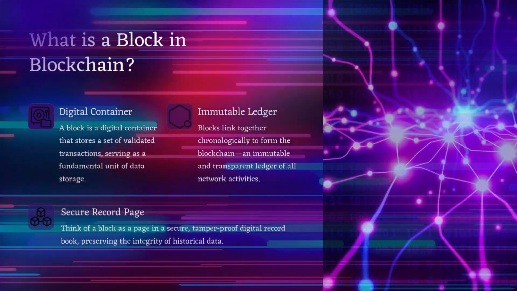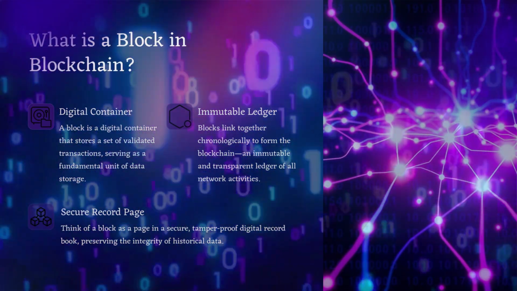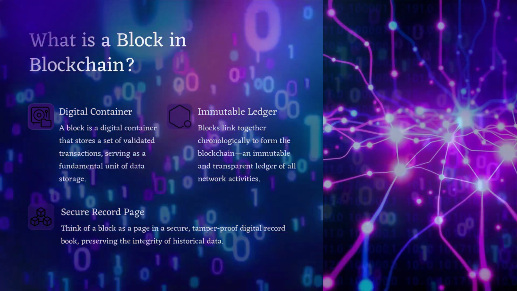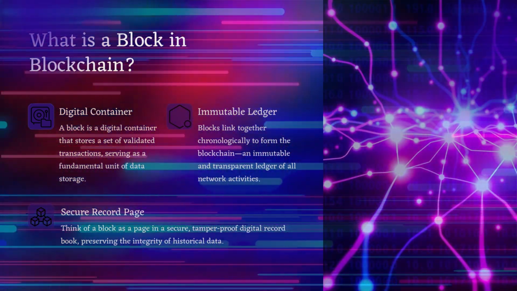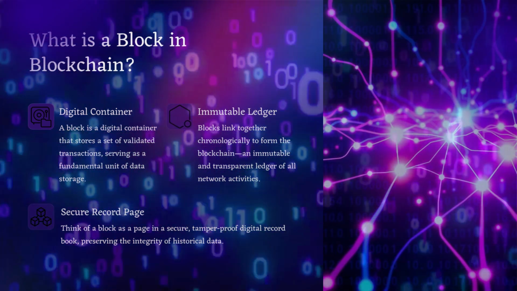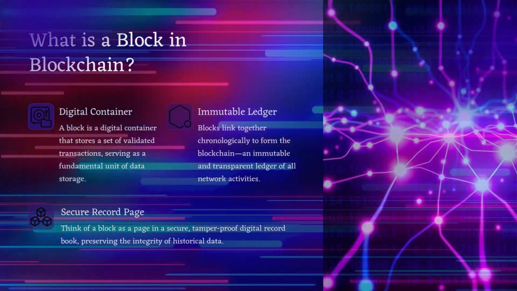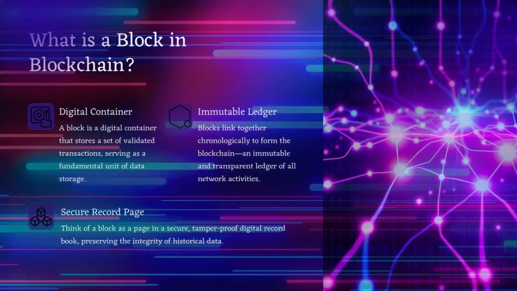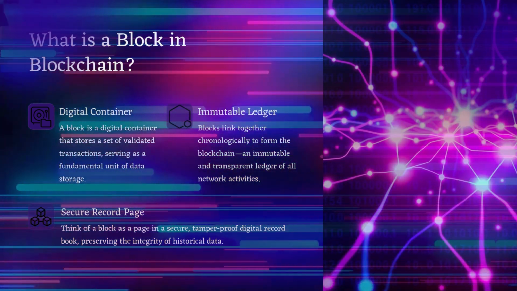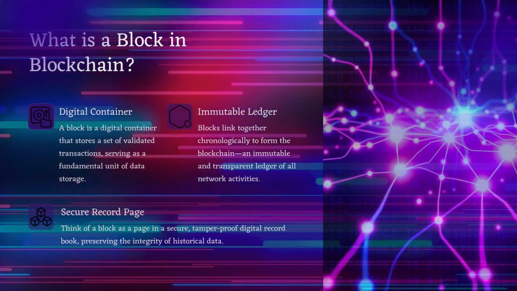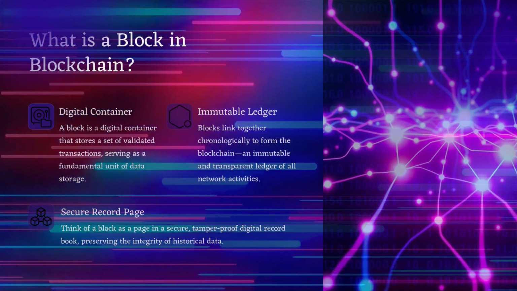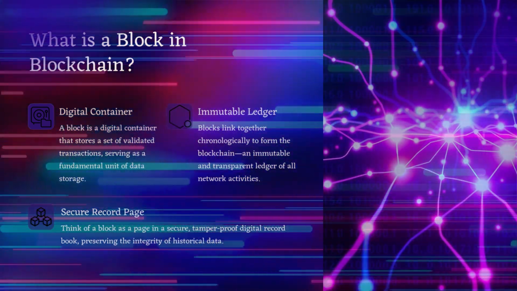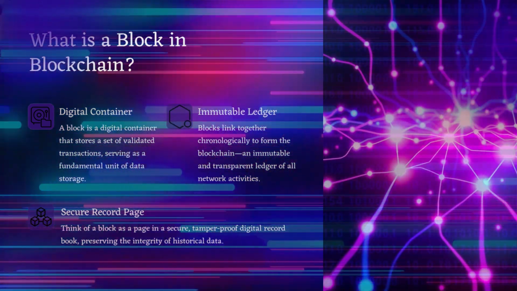So, what exactly is a block? Think of a block as a digital container. It holds a bunch of verified transactions. Once a group of transactions is approved by the network, they're packed into this block, sealed, and added to the chain. But here's what's genius: every block connects to the one before it, forming a long chain of data that no one can alter. You can imagine it like pages in a diary. Once you write something and seal it, you can't go back and erase it. That's why we call blockchain an immutable ledger. Every page tells the story of the network exactly as it happened.